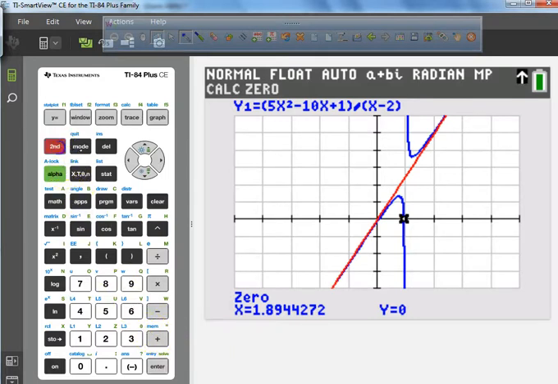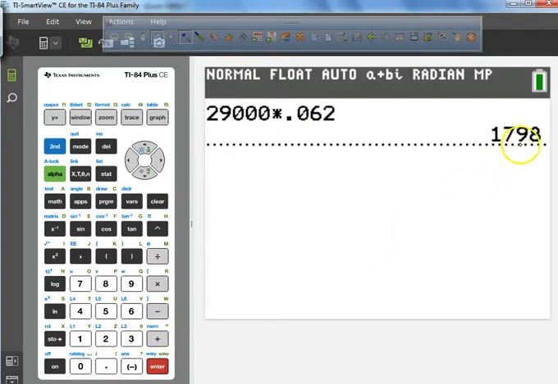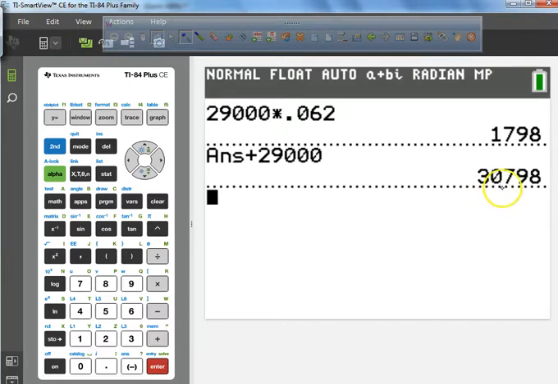So what do you get when you do 29,000 times .062? It's the graphing calculator you're allowed to use on the STAAR test. What are you going to increase your salary by? 1,798. So we're going to add that to 29,000. And what's your next year's salary?